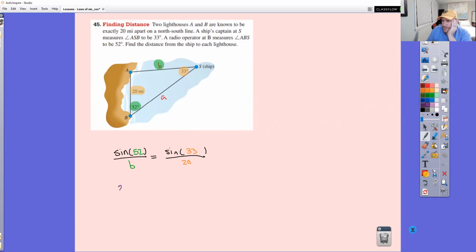So 20 sine 52 is going to equal B times the sine of 33. So I'm going to divide by sine 33, and I'll get what I get. 20 sine 52 divided by sine 33 is 28.937. And we're talking miles.